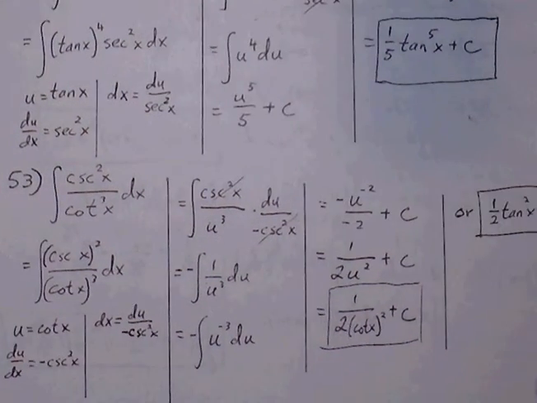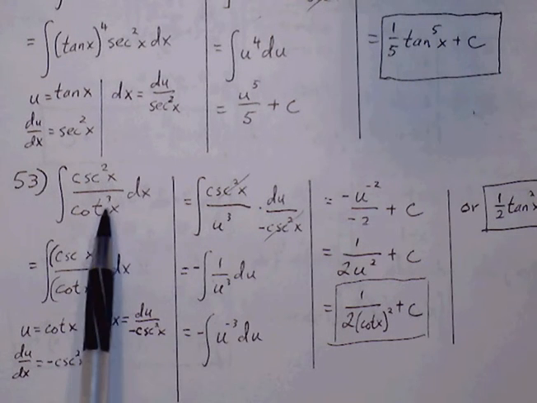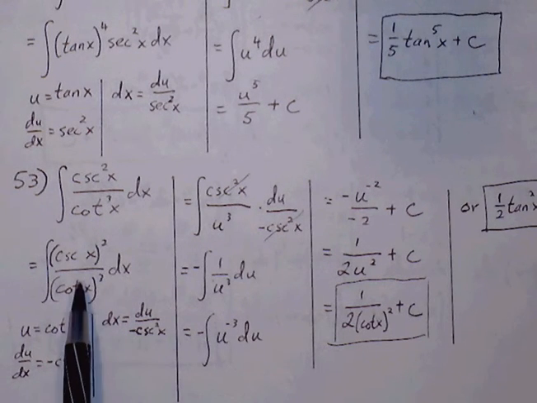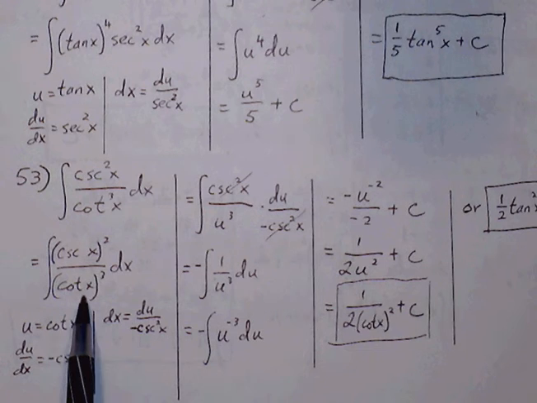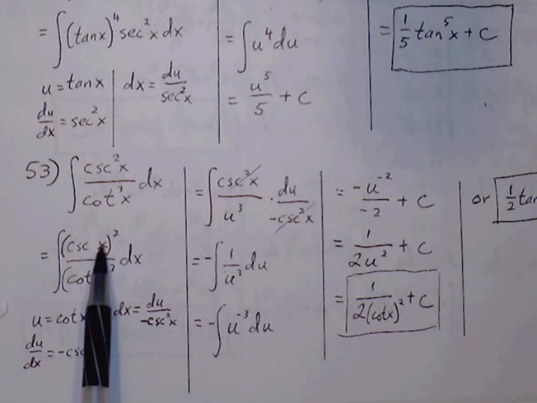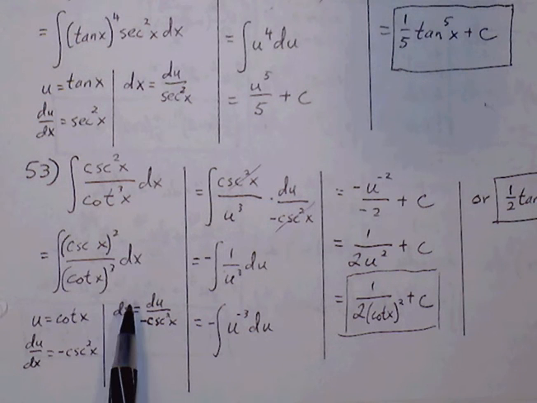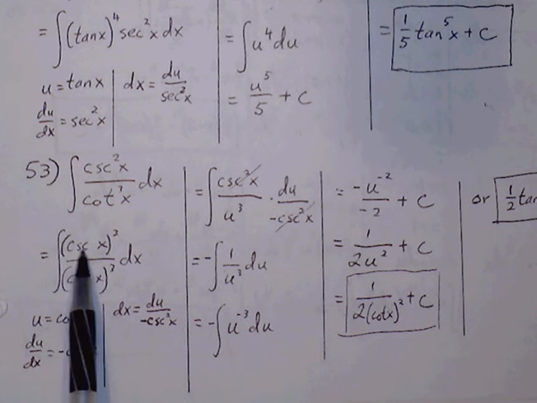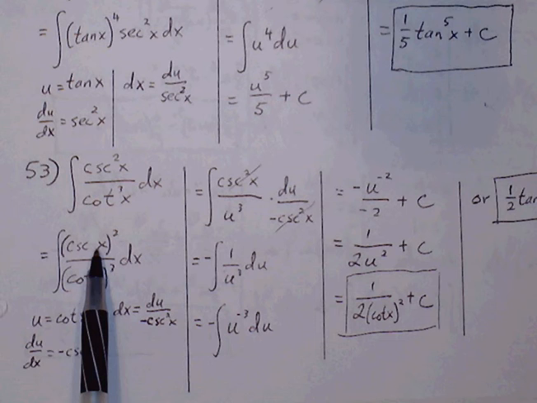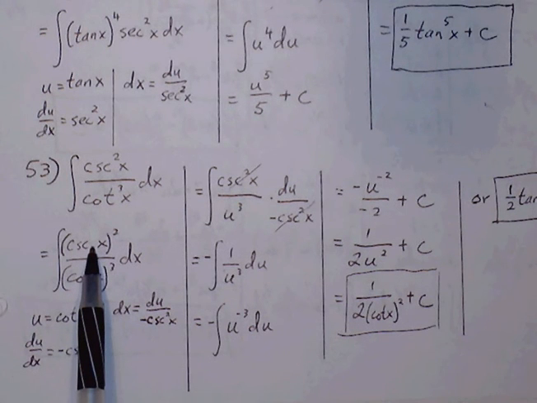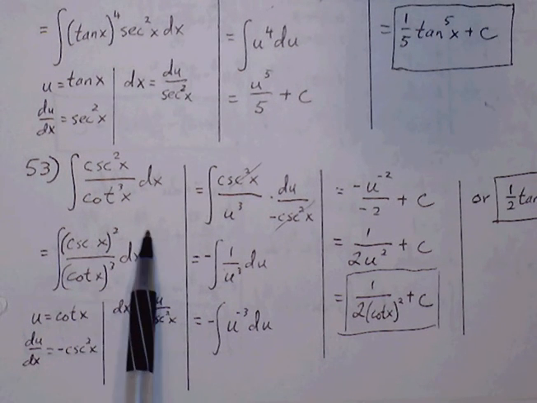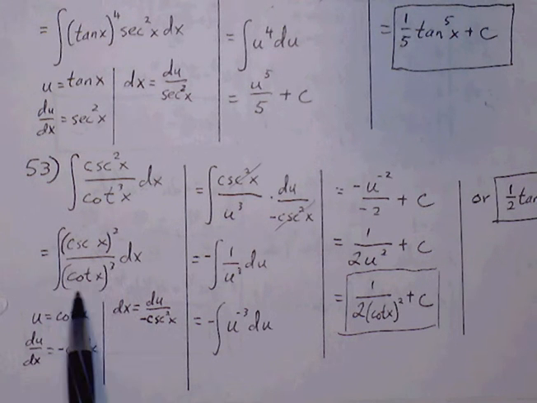Integral of cosecant squared over cotangent cubed. Let's rewrite this using parentheses. And now we want to identify the u value so that the derivative will cancel out the remaining term. Okay, so if we let u be cosecant, then the derivative will be cosecant cotangent, or sorry, negative cosecant cotangent, which will not cancel out the remaining term.